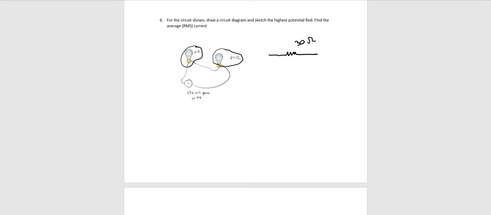Finish the picture up. Use the appropriate voltage here. Again, just like the previous, you're not going to use the 170. You're going to use the RMS voltage, which is 120 volts. And then find the average current. So really this problem is no different than the previous one.